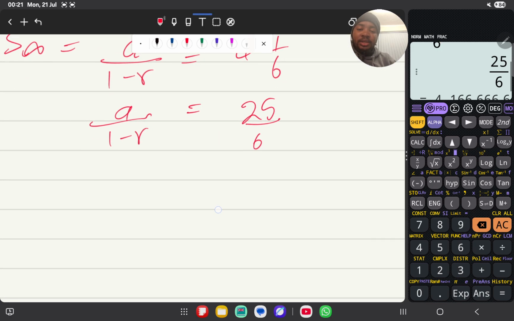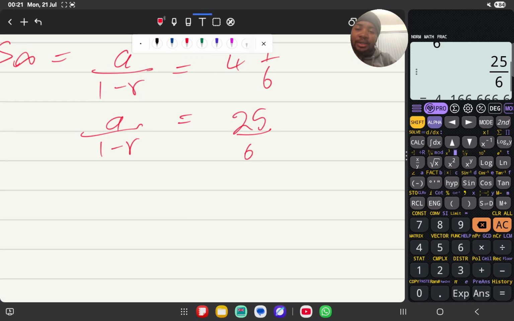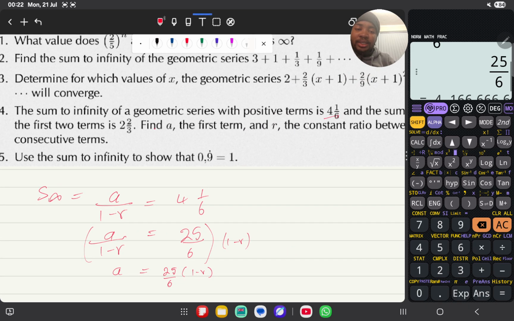Okay, cool. Here, what I want to do is write a as the subject of the formula, right? So to write a as the subject of the formula here, I'll have to multiply by 1 minus r. So 1 minus r on this side is going to cancel, and then we have a equals 25 over 6 into 1 minus r, right? Cool. Let's go back and read.